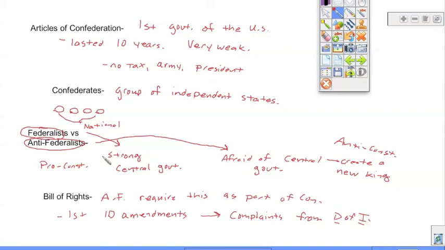So the Anti-Federalists say that we will not approve of any sort of constitution whatsoever uniting into a central government without a Bill of Rights, basically a promise from the government saying that our essential rights are protected.